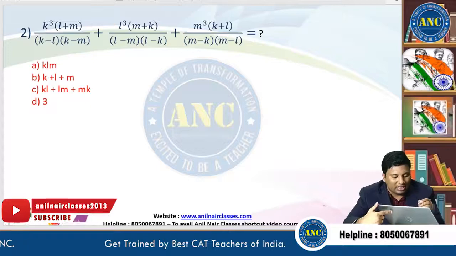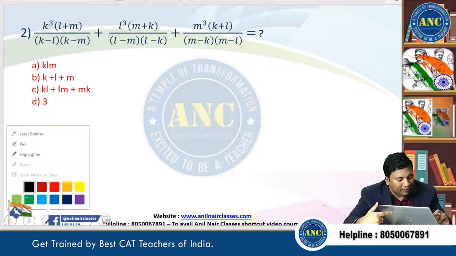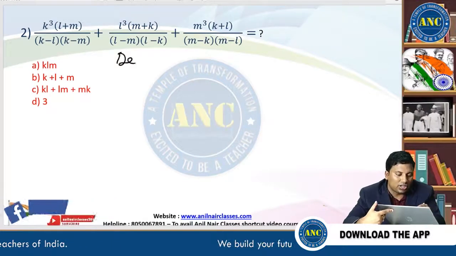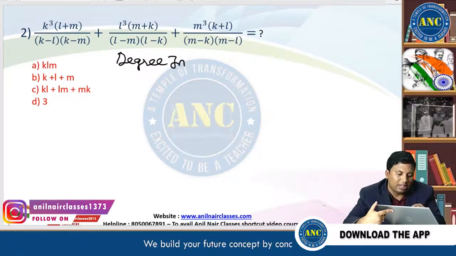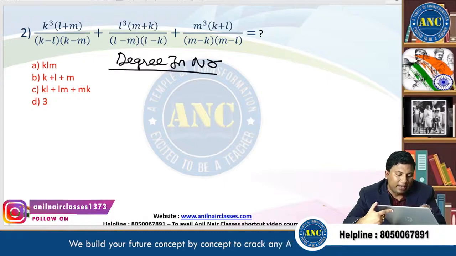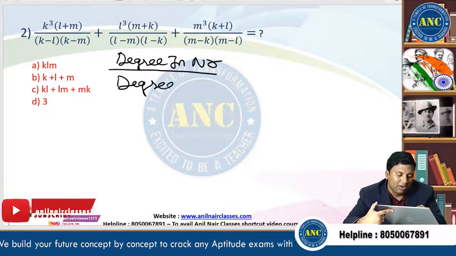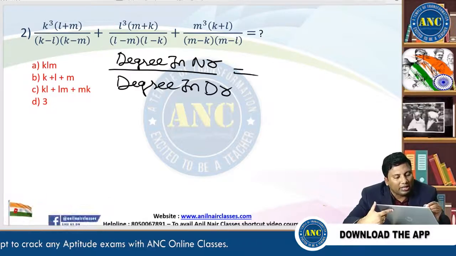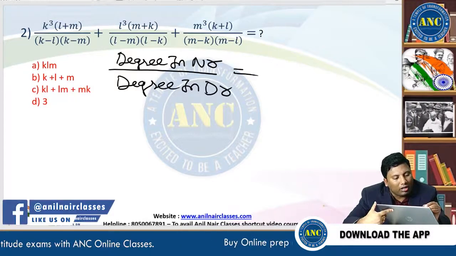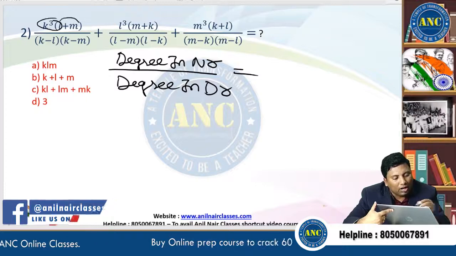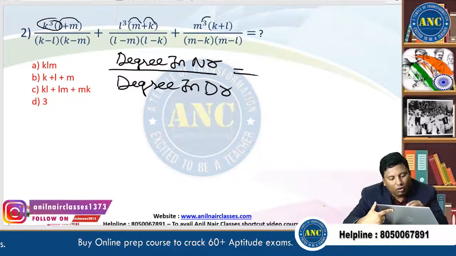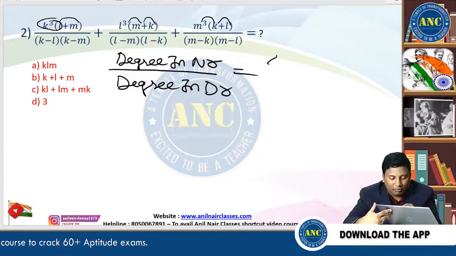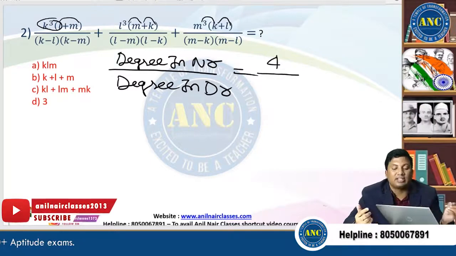Now this question is nothing but a rational function. So same thing we will do: degree in the numerator divided by degree in the denominator. We will do it a little slowly. Degree in the numerator: K cube L power 1, 3 plus 1 is 4. Here also 4, 4, 4, 4. Maximum of 4, 4, 4, 4 is nothing but 4. Degree in the numerator is 4.